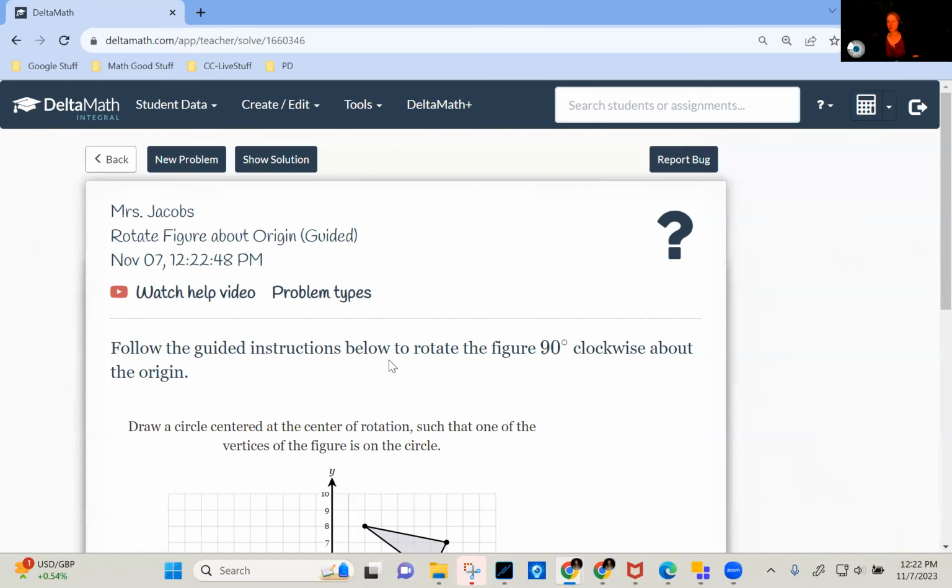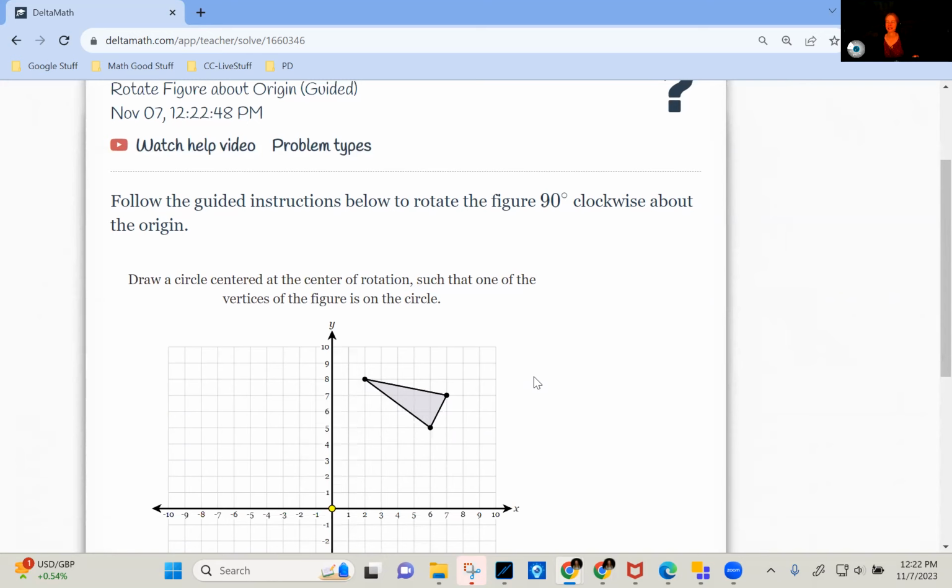It says, follow the instructions to rotate the figure 90 degrees clockwise. Okay, we're going to draw a circle. So from the yellow center, I'm drawing a circle to one of the points. Now it says click and drag to draw a line through the yellow center and the vertex on the circle.